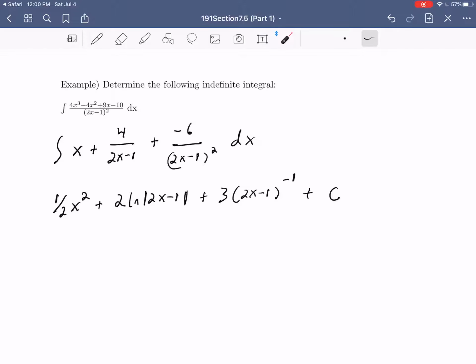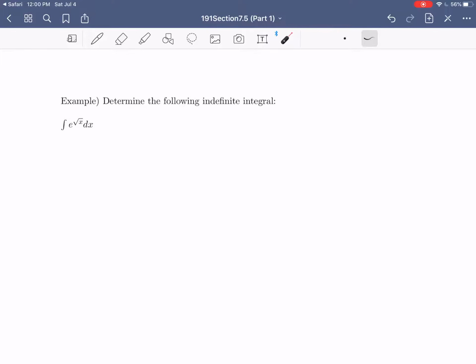All right, let's take a look at another one. So we are going to try to determine this indefinite integral, e to the square root of x dx. Now, when we look at this, sometimes these ones, which are the simpler expressions, and this is not nearly as messy as the previous one, can be a little bit harder because since it's so simple, there's not much that we can really see is going on.